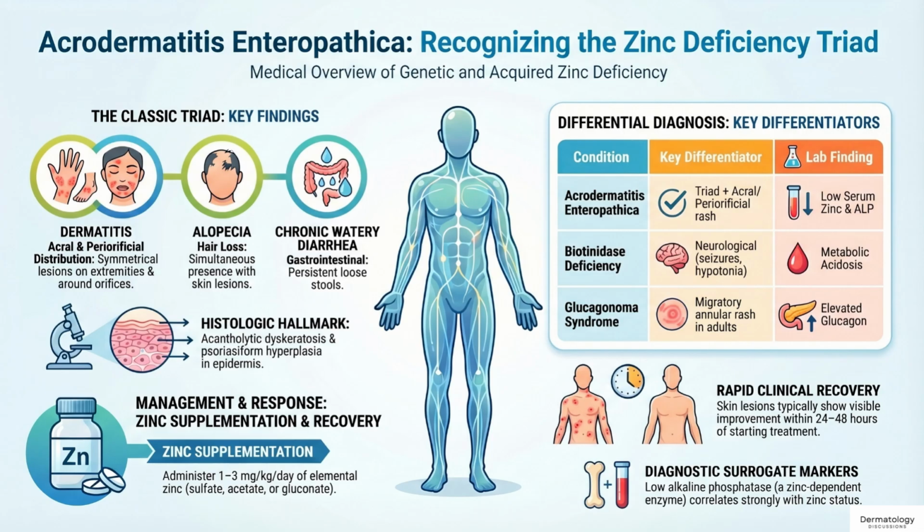Okay. But you should never rely on just the serum zinc level alone. You also want to look for a crucial surrogate marker, a low serum alkaline phosphatase. So what does this all mean for our lab results? Are there any pitfalls where serum zinc might lie to us?